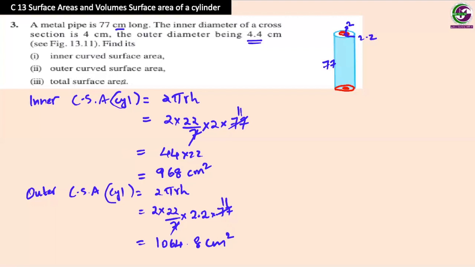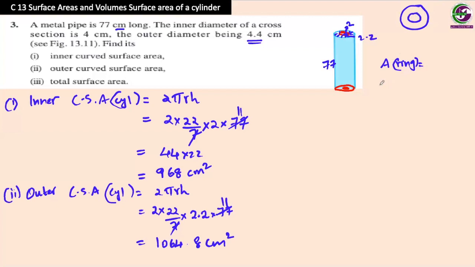Now the third part is total surface area. Total surface area is made up of inner curved surface, which is part 1, then outer curved surface, which is part 2, and we have a ring at the top and the bottom. So we have to find the area of the ring. Area of one ring, let us find first. How do we find the area of a ring? From the total circle, take away the inner circle.